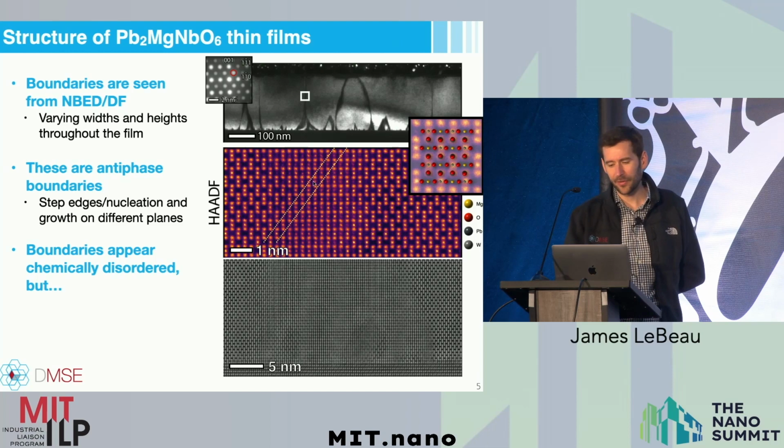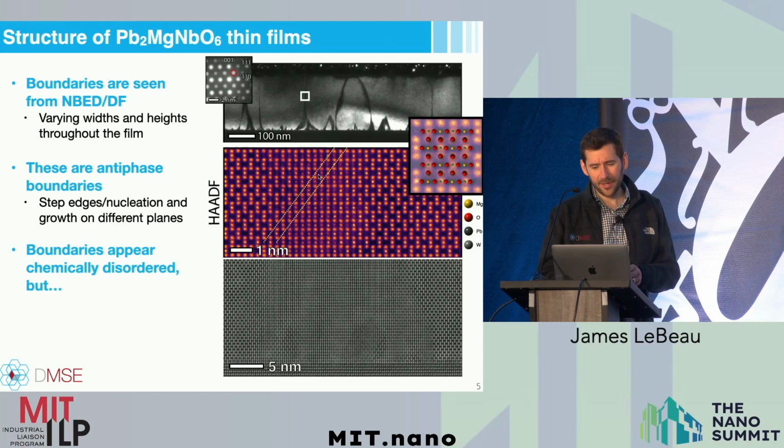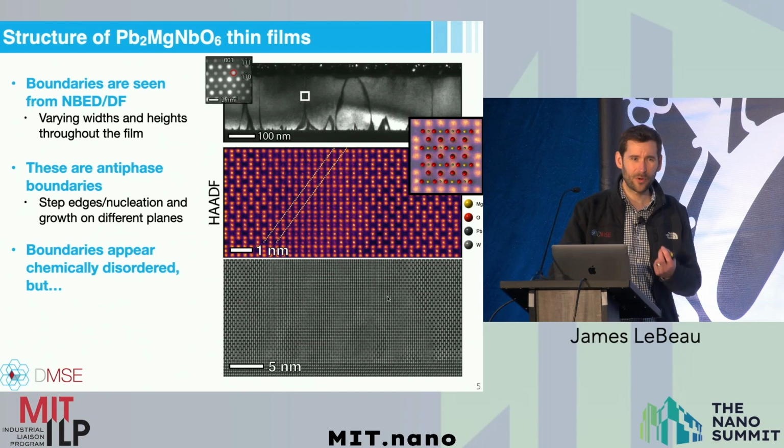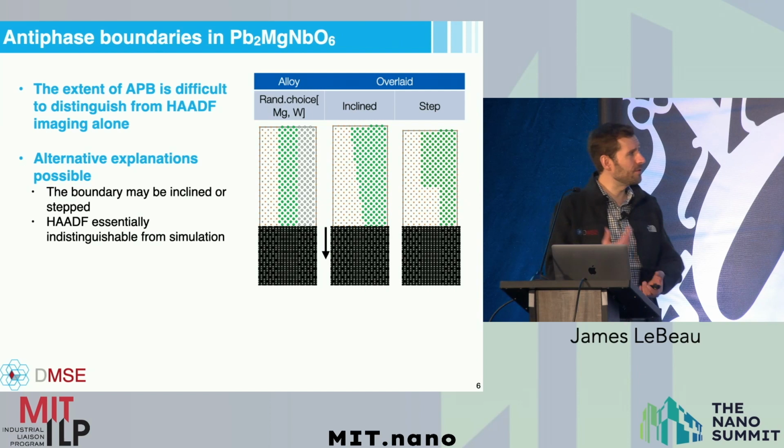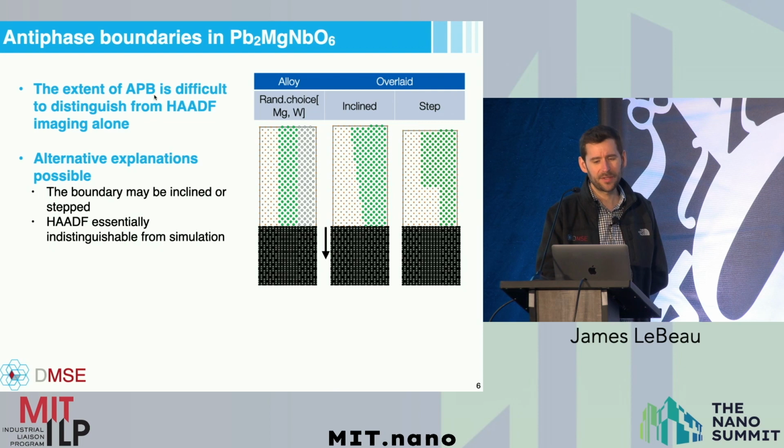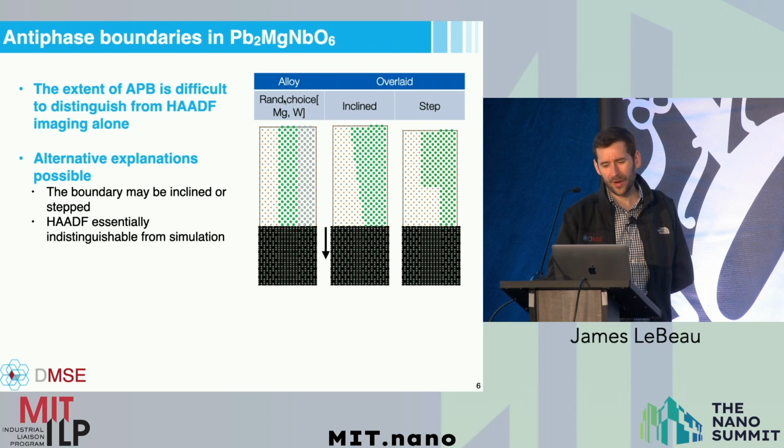These boundaries appear chemically disordered. You can tell that by the sort of intermediate contrast in those regions, and they have some pretty significant differences from the bulk, as you can see in this bottom image. But what are the consequences to the antiferroelectric behavior of these materials? What is the impact? One of the problems to answer that question with HAADF alone, or ADF imaging alone, is that it's very difficult to distinguish whether or not you have a random alloy at that boundary.